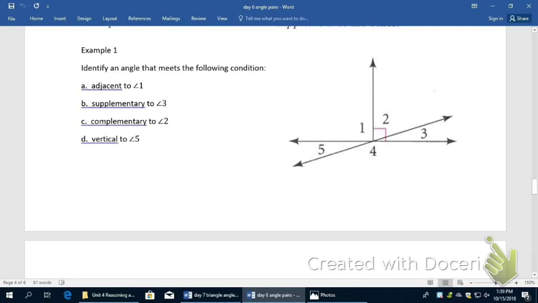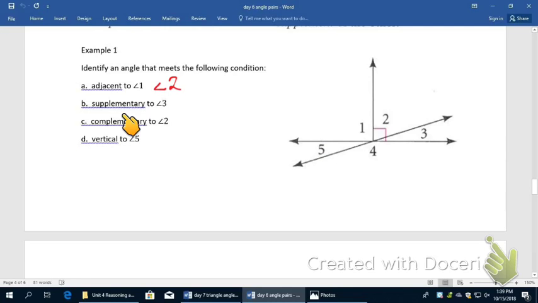So on example 1, what's an angle adjacent to angle 1? Angles adjacent to angle 1 would be angle 2 with this common side right here. Or you could answer angle 5 since they have this common side right here. So I'm going to answer with angle 2 for me.